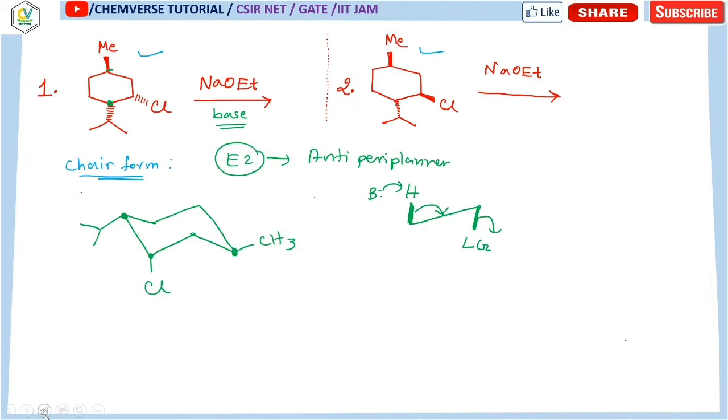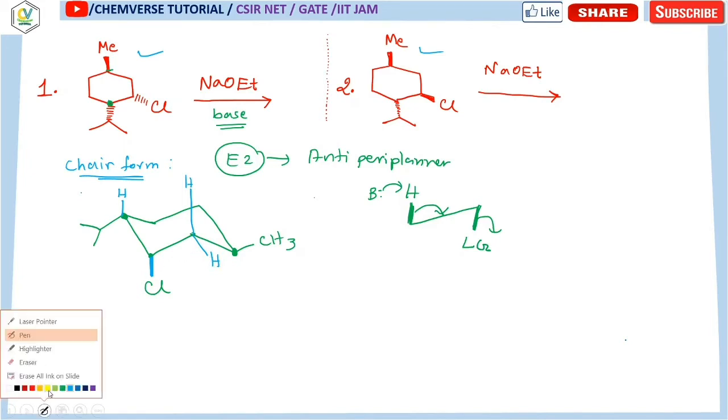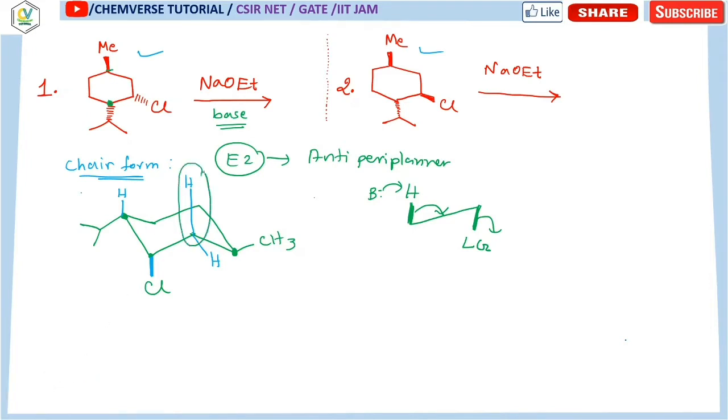Now over here our leaving group is nothing but chlorine. Now consider what will be the possible anti-periplanar CH bonds. Over here you will see one axial hydrogen in this carbon and another axial hydrogen in this carbon. We will not consider this one because this is not anti-periplanar with respect to this C-Cl bond. So that is why we can see that this C-Cl bond is anti-periplanar with either this one or this one. Clear?